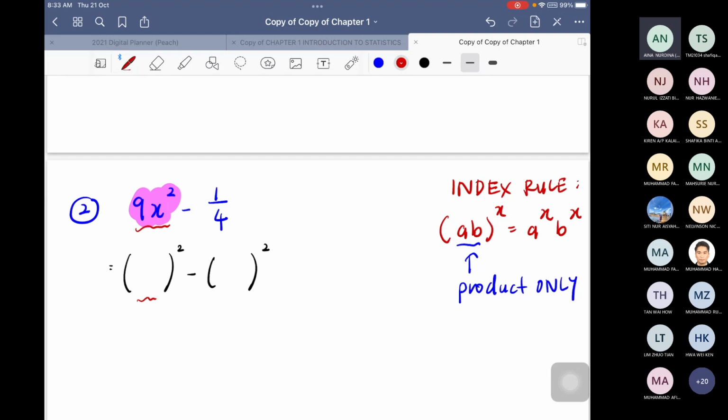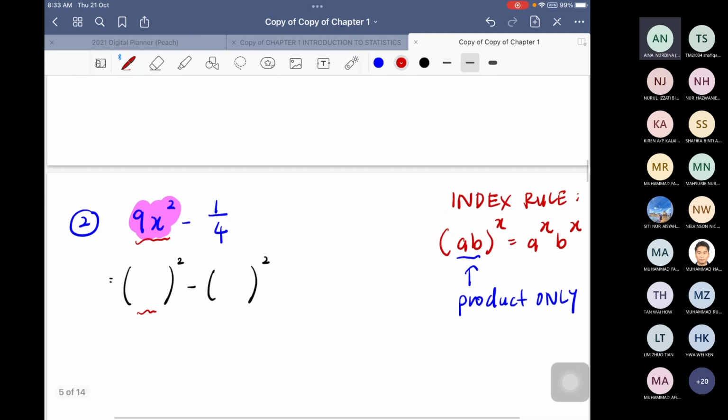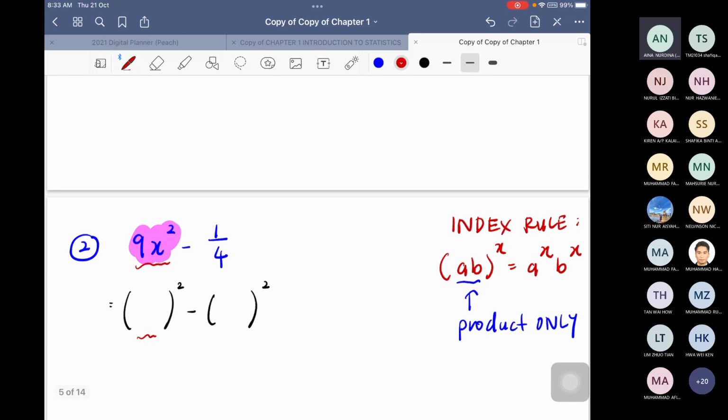3x. Exactly. So dalam kurungan tu dia akan jadi 3x. Sebabnya kalau ikut hukum, 9 ni sebenarnya adalah 3 kuasa 2, so dia adalah 3 kuasa 2 X kuasa 2. And according to the index rule, kalau kita ada A kuasa X darab dengan B kuasa X, ni adalah equivalent to A darab B kuasa X. Ni adalah hukum index yang you belajar masa sekolah dulu.